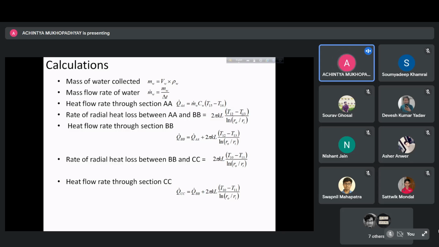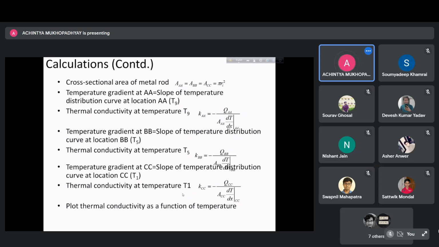Okay. So once you get that radial heat loss, you add it to Q dot AA to get the heat flow rate through section BB, which is Q dot BB. Similarly, by calculating the rate of radial heat loss between BB and CC and adding it to Q dot BB, you get Q dot CC. So now you have got the actual rate of heat flow through the three cross sections of the metal rod.